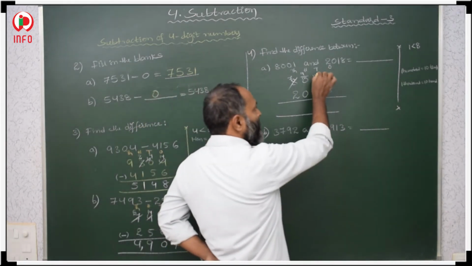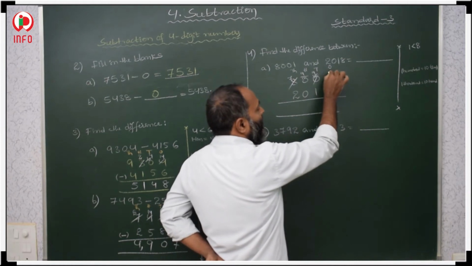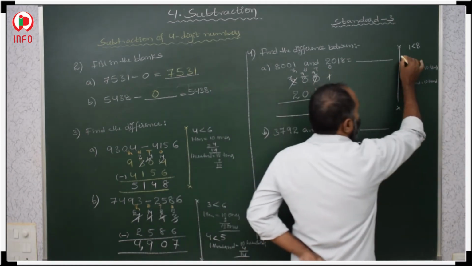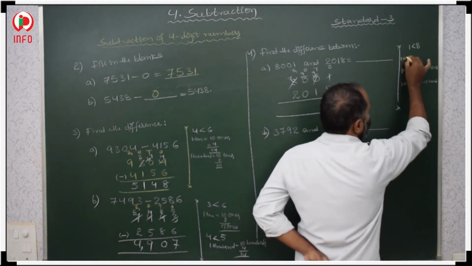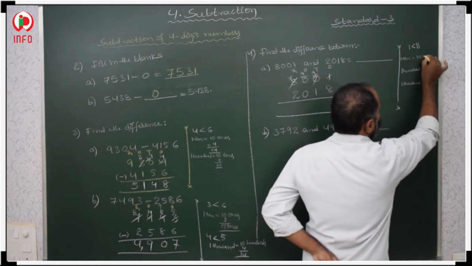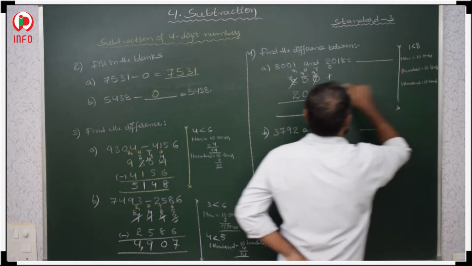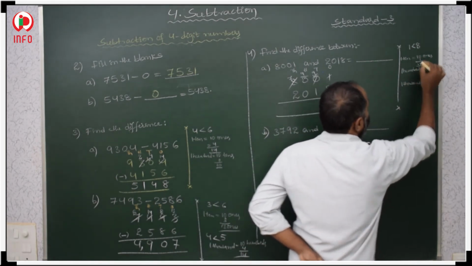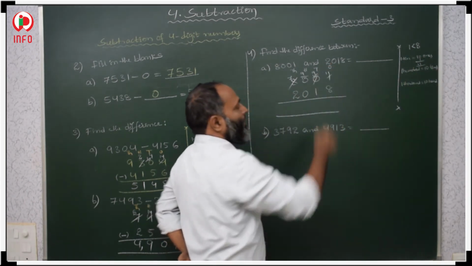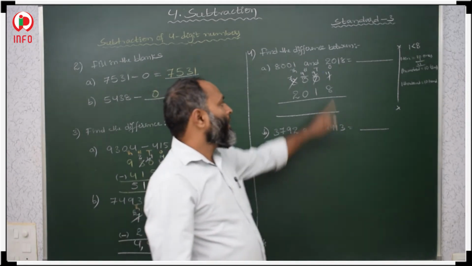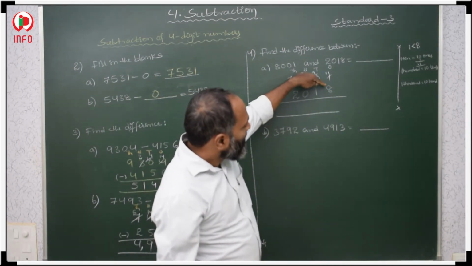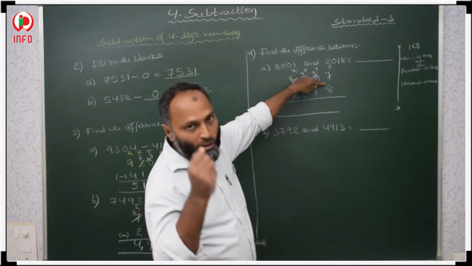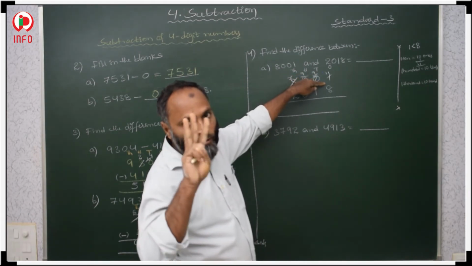In these 10 tens I want to take 1 ten. Here 1 ten is equal to 10 ones. Already how many ones are there? 10 plus 1, 11 ones. Here we will get 11 ones. 11 minus 8 means from 9 to 11 we have to count. 9, 10, 11.